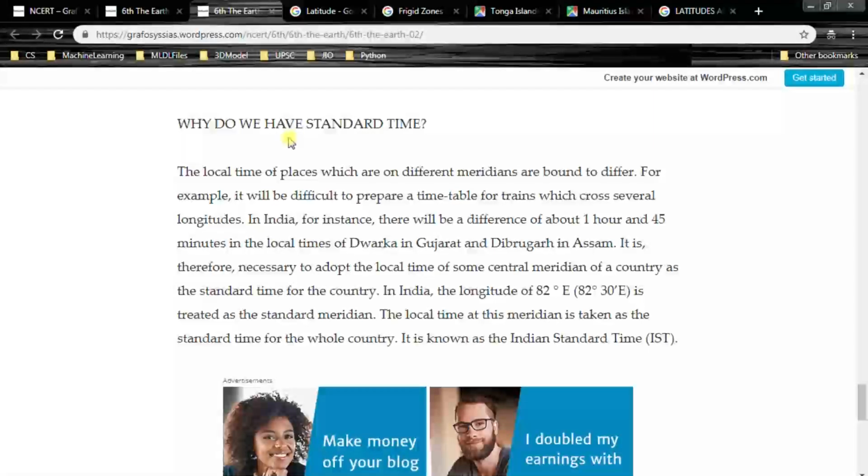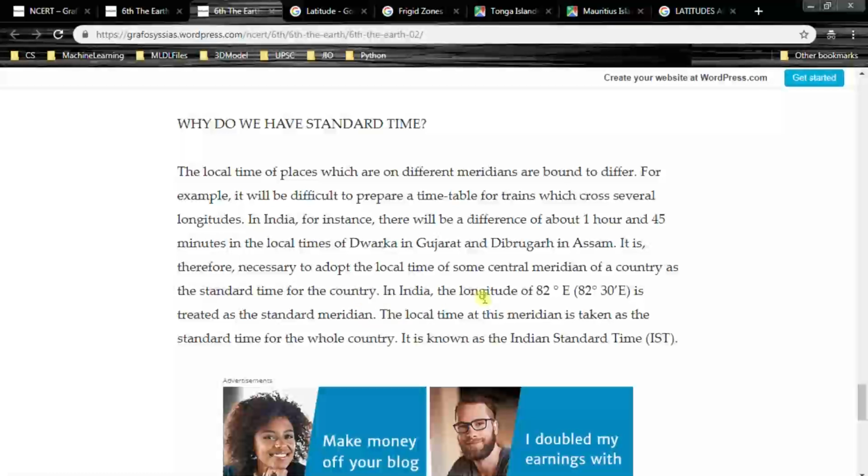Why do we have standard time? The local times of places which are on different meridians are bound to differ. For example, it will be difficult to prepare a timetable for trains which cross several longitudes. In India, for instance, there will be a difference of about 1 hour and 45 minutes in the local times of Dwarka in Gujarat and Dibrugarh in Assam. It is therefore necessary to adopt the local time of some central meridian of a country as the standard time for the country.